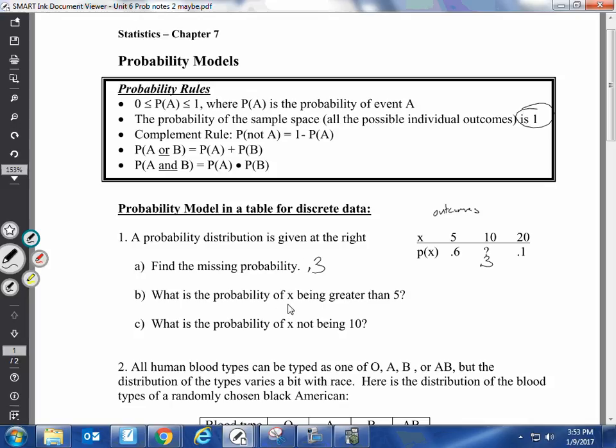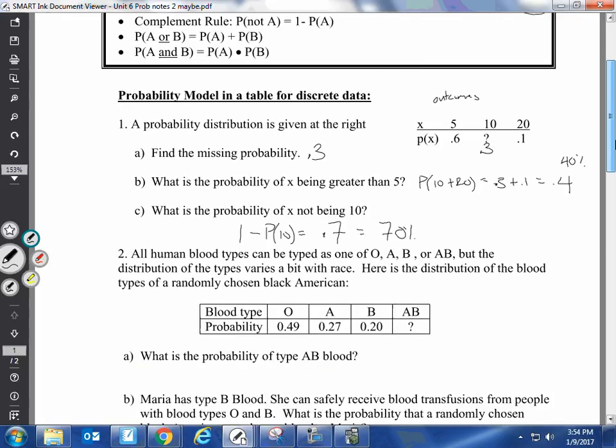Now they ask you, what is the probability of x, your outcome, being greater than 5? So it'd be the probability of 10 and 20 occurring. Well, we have a 30% chance of 10 occurring and a 10% chance of 20 occurring. So we'd say this is a 40% chance, 0.4 or 40%. What's the probability of x not being 10? Well, there's a 30% chance of being 10, so we could take 100 and subtract the probability of being 10, and we'd get the probability of not being 10, which would be 70, or 0.7 or 70%. Okay? So easy enough. All we need is our table. They add up to 100. We answer our questions using the table.